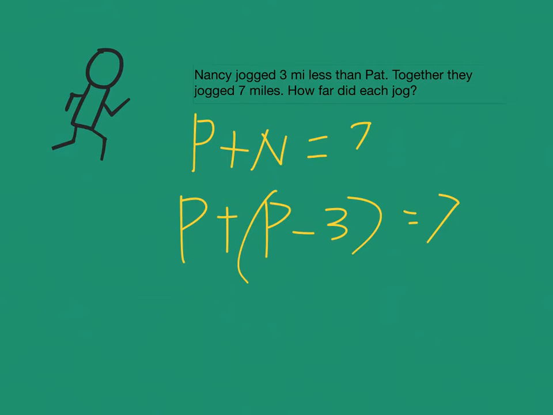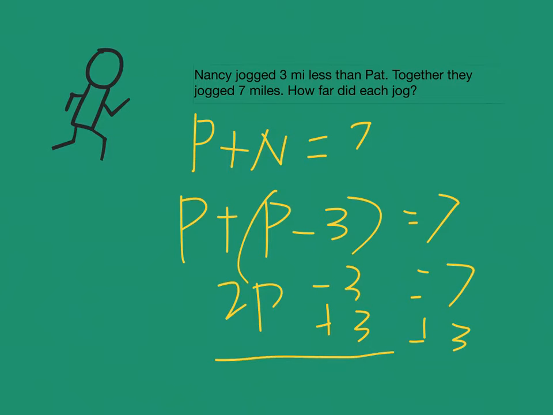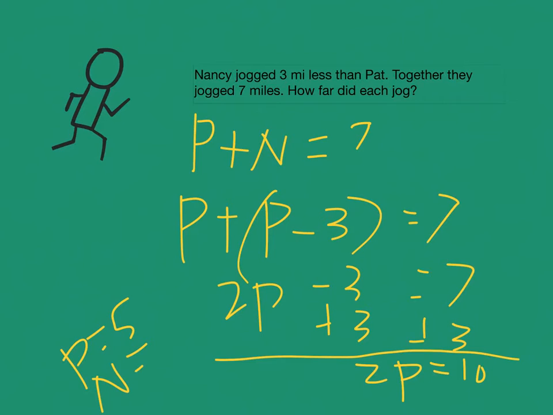So I'm going to solve this equation. P plus P is 2P minus 3 equals 7. Add 3, add 3. I get 2 Pats equals 10. Divide by 2, and I get Pat equals 5. And that means that Nancy must equal 2.